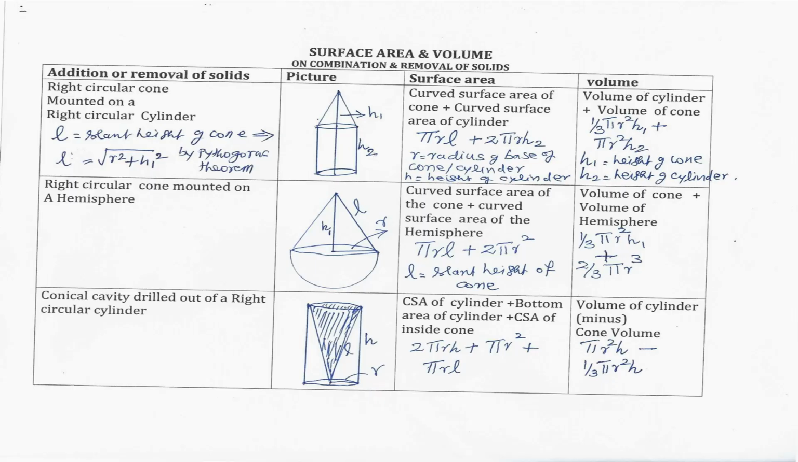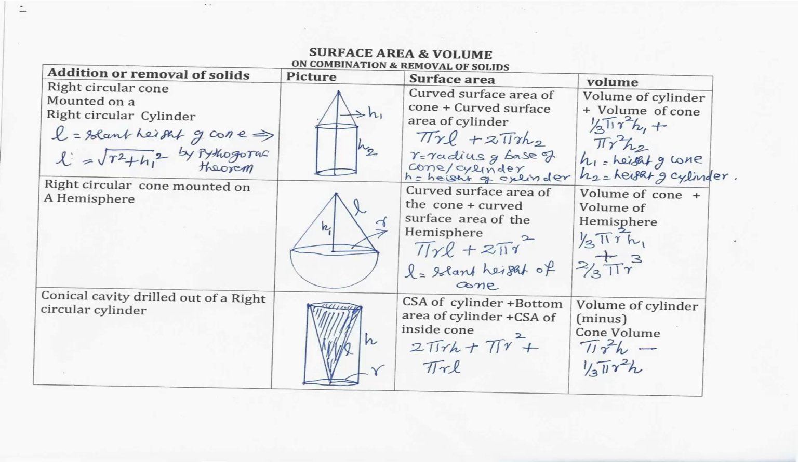Right circular cone mounted on a hemisphere. The surface area is curved surface area of the cone plus curved surface area of the hemisphere. This is the outer surface area. That is pi RL plus 2 pi r squared. L is equal to slant height of cone, which is given by the Pythagoras theorem. L squared is equal to h1 squared plus r squared.